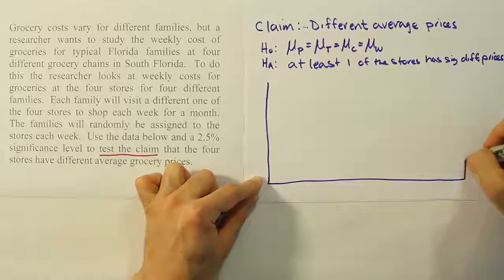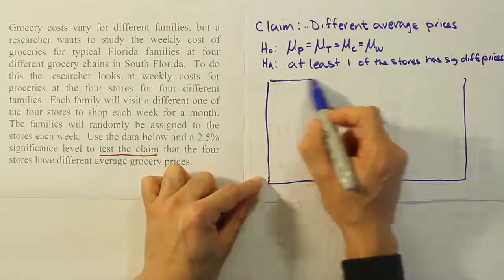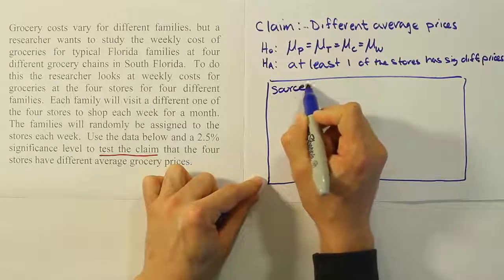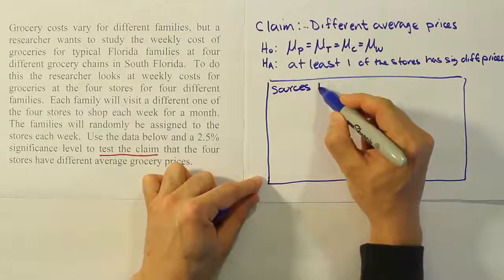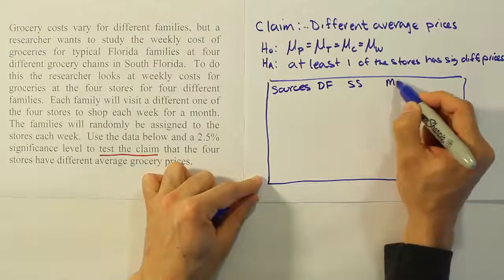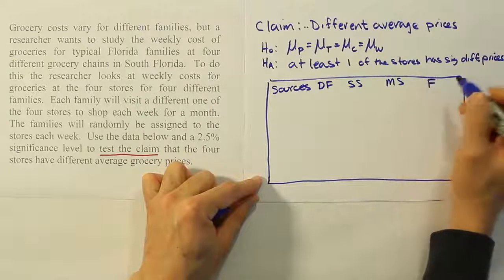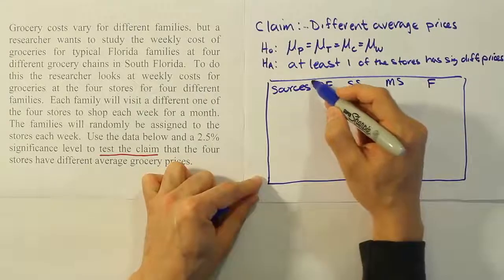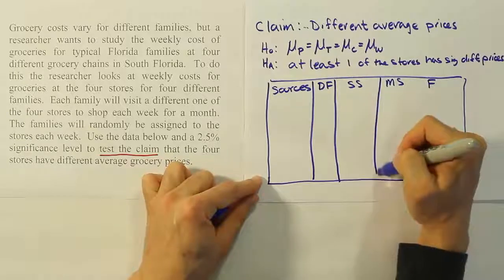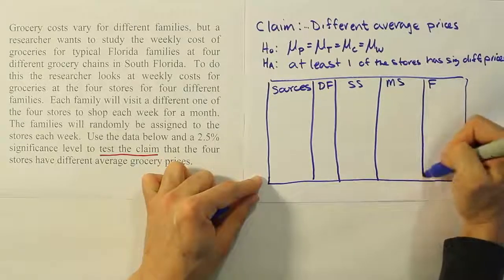So we'll create a box here that we'll fill the ANOVA table into. And we're going to have the sources of variation. We'll have a column for that. We'll have a column for the degrees of freedom. We'll have a column for the sum of squares, a column for the mean squares, and lastly, a column for the test statistic F. So sources of variation, degrees of freedom, sum of squares, mean square, and F.